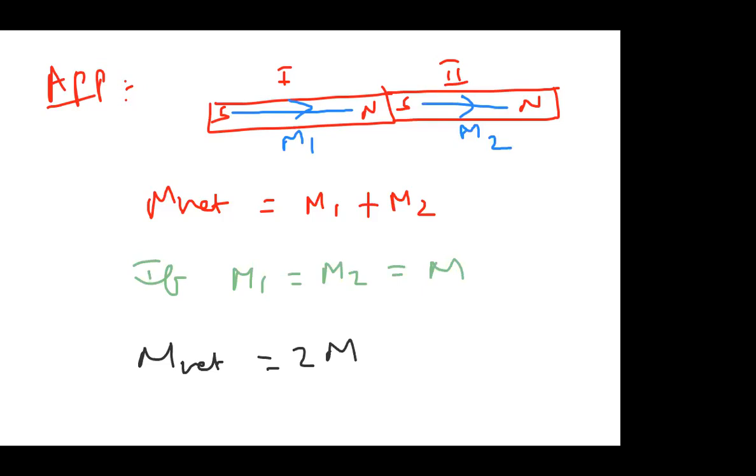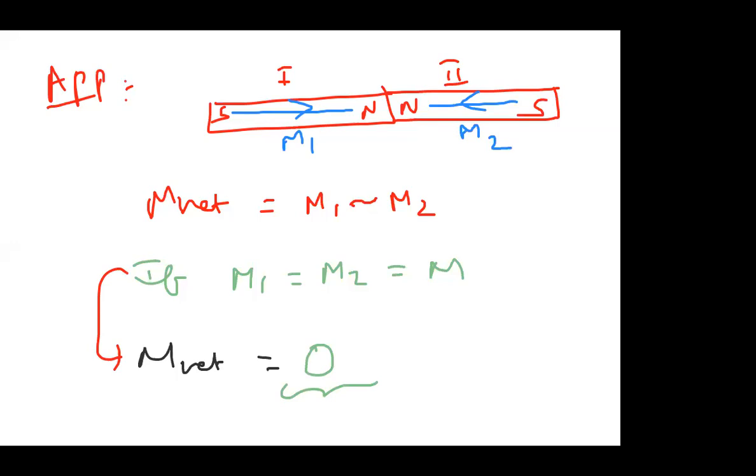Suppose they told that in this second magnet, they have arranged north here, south here. Now what is the direction of magnetic moment? Magnetic moment is from south to north. Both are opposite. Both are opposite means what will we get here? M naught is equal to the difference of M1 and M2. When they are equal, what is the M naught value? M naught value is 0. Like that we can write.